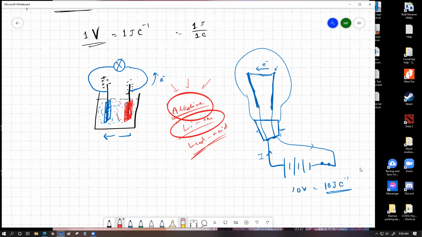Why am I telling you all these things? To give you an idea that whenever a battery is labeled as 10 volt, it means that it is producing 10 joule per coulomb. Each coulomb of charge that this battery is going to let out from itself will have 10 joule of energy within itself.